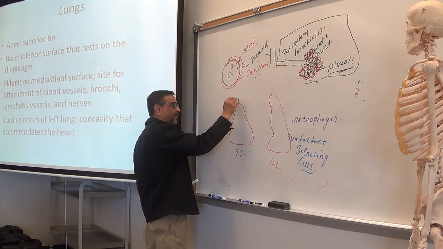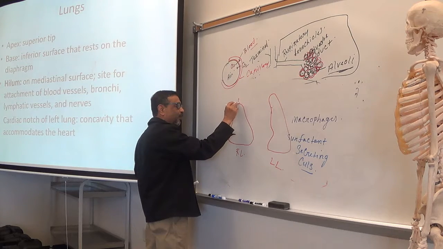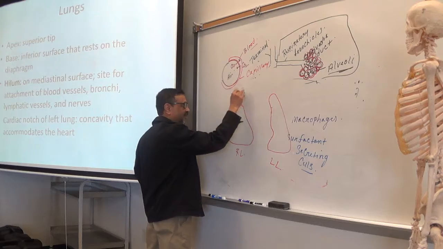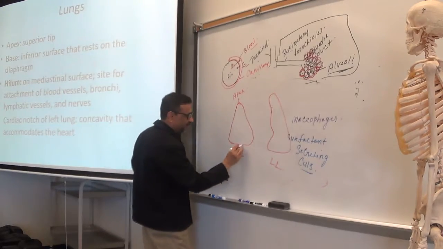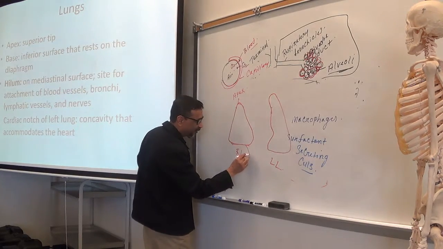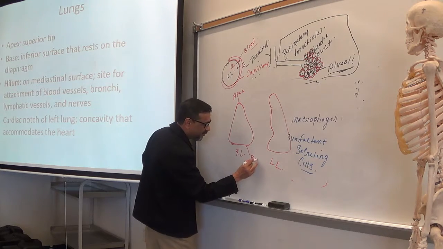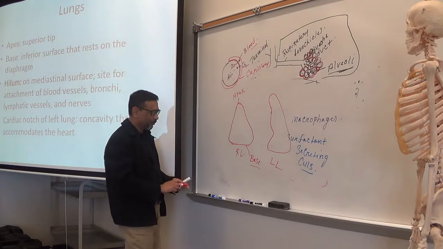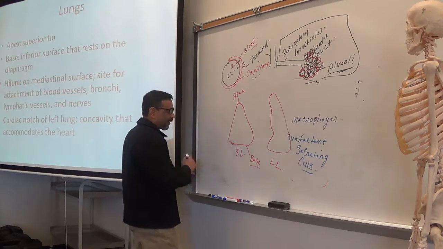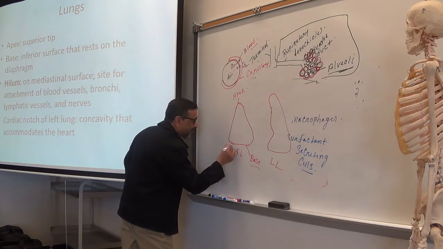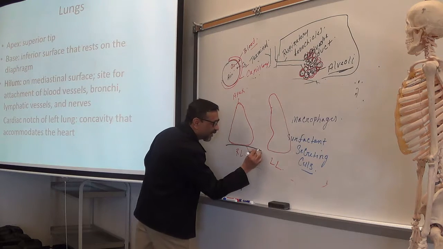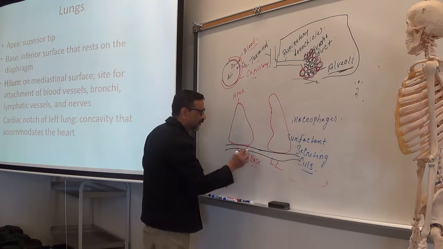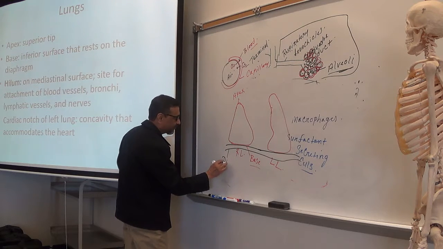The upper end of the lung is pointed, cone-shaped. That is called what? Apex. Okay? And the bottom is flat. This is called the base. Makes sense, right? And the base of the lung rests on a muscle. What is that? Diaphragm. Very good. So this is the diaphragm.